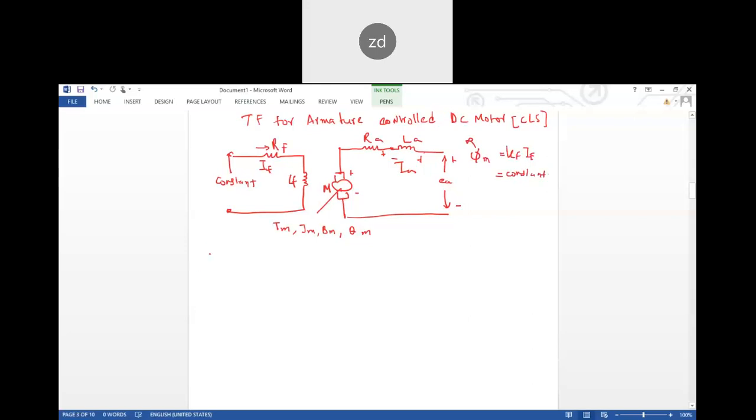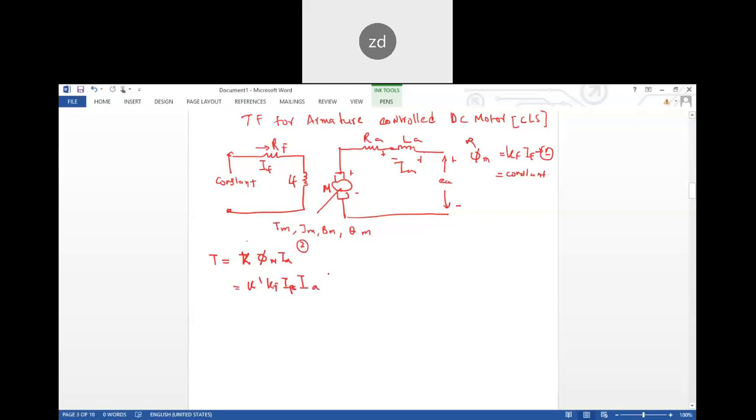And now the torque produced, just like the earlier case, would be equal to, here also the same thing, we will write the term K dash, because torque produced would be K dash phi m into Ia. So this K dash, if this is your equation 1 and you put in equation 2, the value of phi m from equation 1 here, you'll get this as K dash Kf If into Ia.